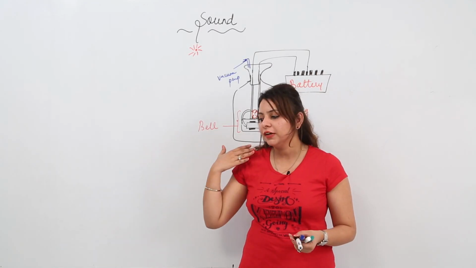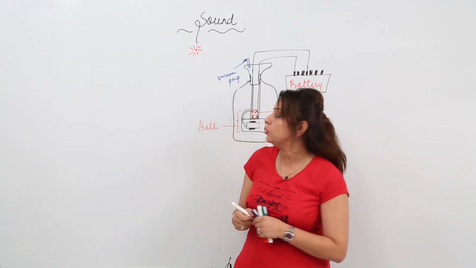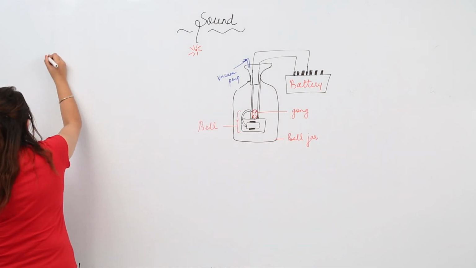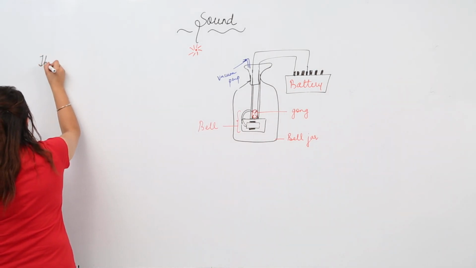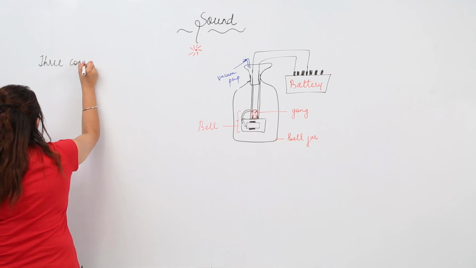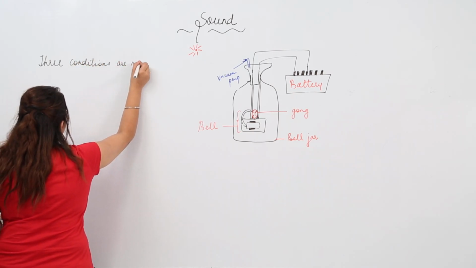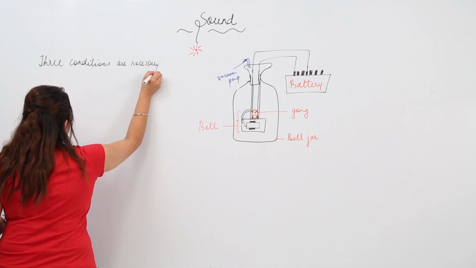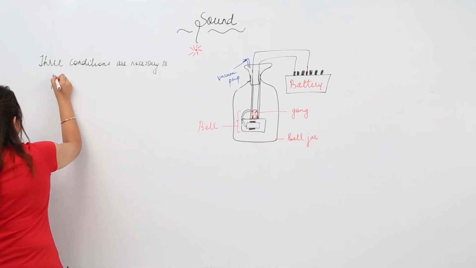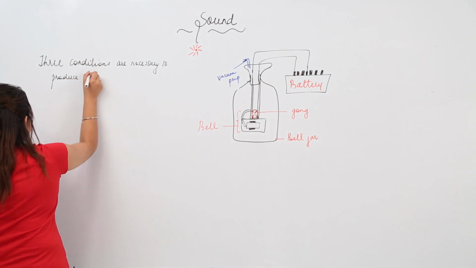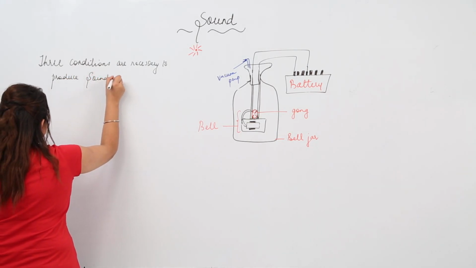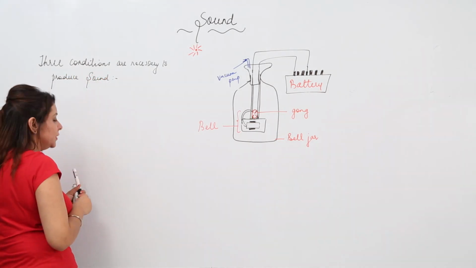So, in order to produce sound, we need three conditions. That means three conditions are necessary to produce sound. Now, what are those three important conditions?